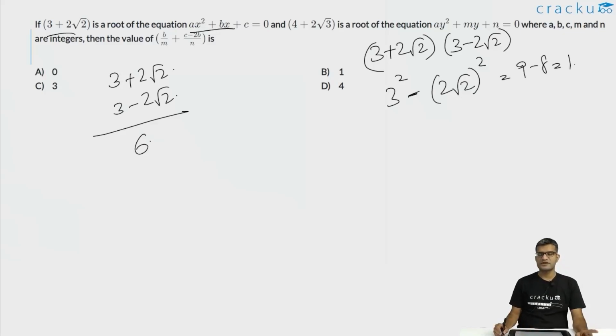We know that in a quadratic equation, which is of the form ax square plus bx plus c, the sum of the roots is equal to minus b by a, and the product of the roots is equal to c by a.